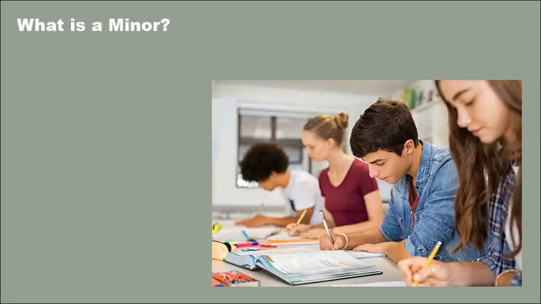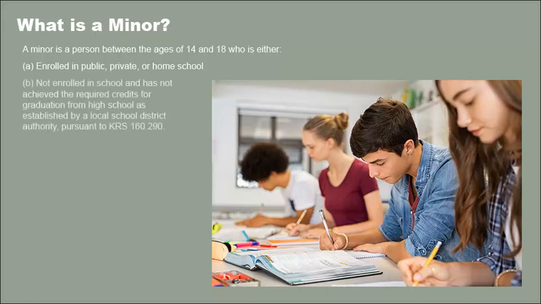Our first objective is to define what a minor is for the state of Kentucky. A minor is defined as a person between the ages of 14 and 18 who is either enrolled in public, private, or home school, or not enrolled in school and has not achieved the required credits for graduation from high school, as established by the local school district authority pursuant to KRS 160.290.